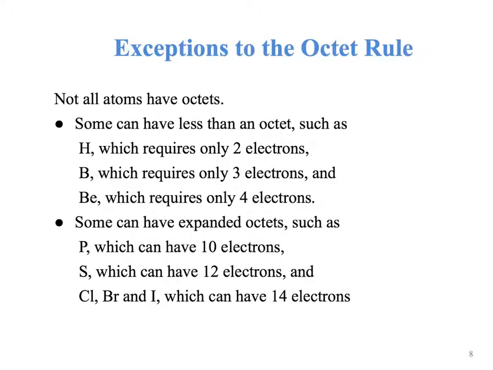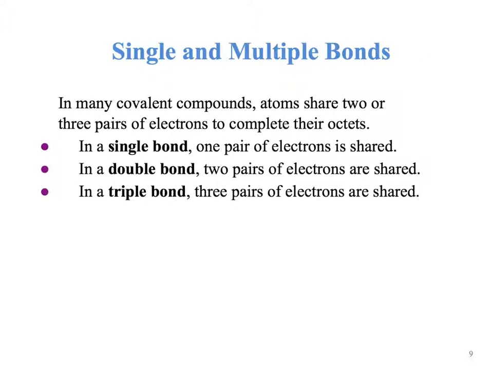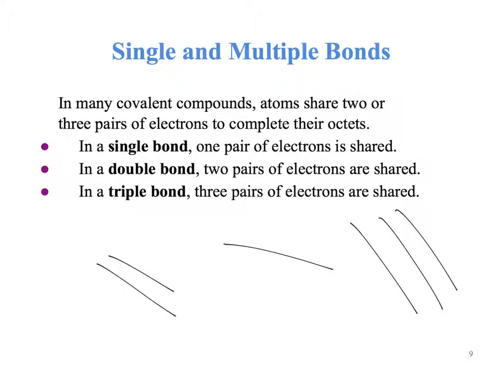Not all the atoms have octets. For example, hydrogen likes to only have 2 electrons, boron likes to have 6, beryllium only requires 4, and some others like phosphorus, sulfur, chlorine, bromine, and iodine can have up to 14 electrons. So we can have single bonds, or we can have double bonds or triple bonds. Please remember that every time we have a bond, that means that we are sharing a pair of electrons. If we have a double bond, 2 pairs of electrons, and if we have a triple bond, 3 pairs of electrons.